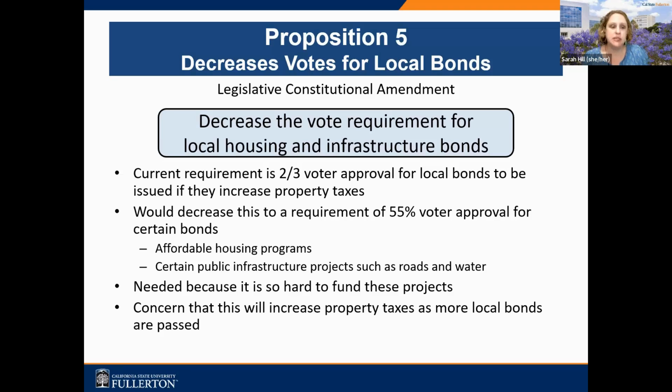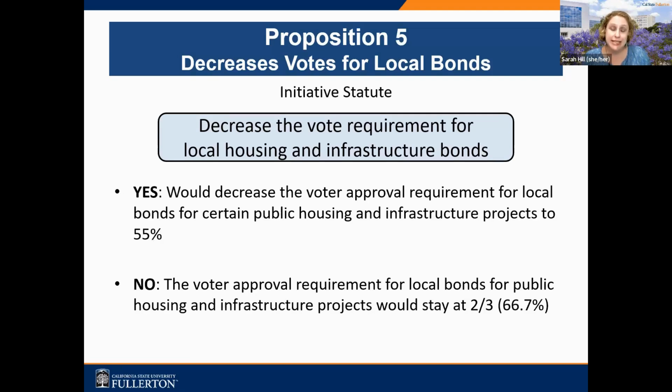And the argument is that we need this because it's so difficult to pass, but we need to be able to fund these kinds of projects. And so that's why the legislature is recommending lowering that requirement. Very similar kind of concern that this is going to increase property taxes, and folks might not want that. They might not want their property taxes increasing, but again, they would only go up if 55% of voters say yes. So that's what that would mean.